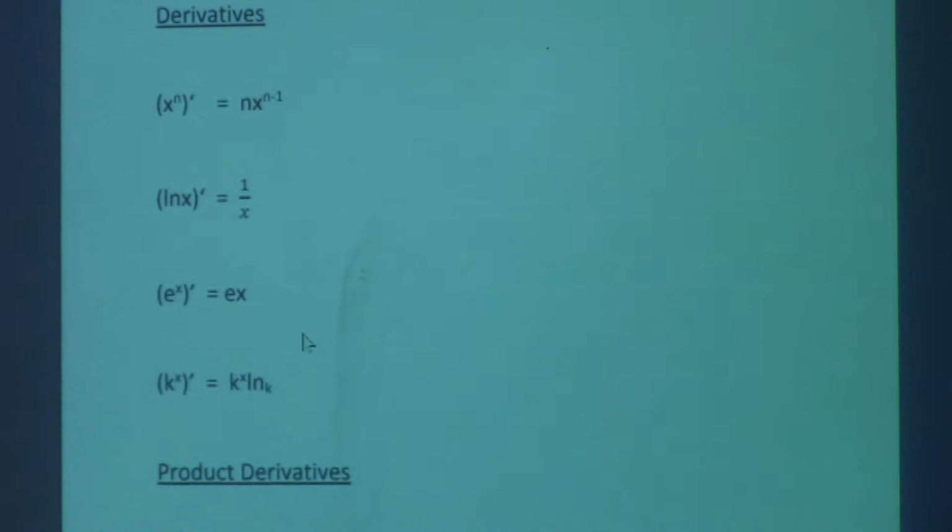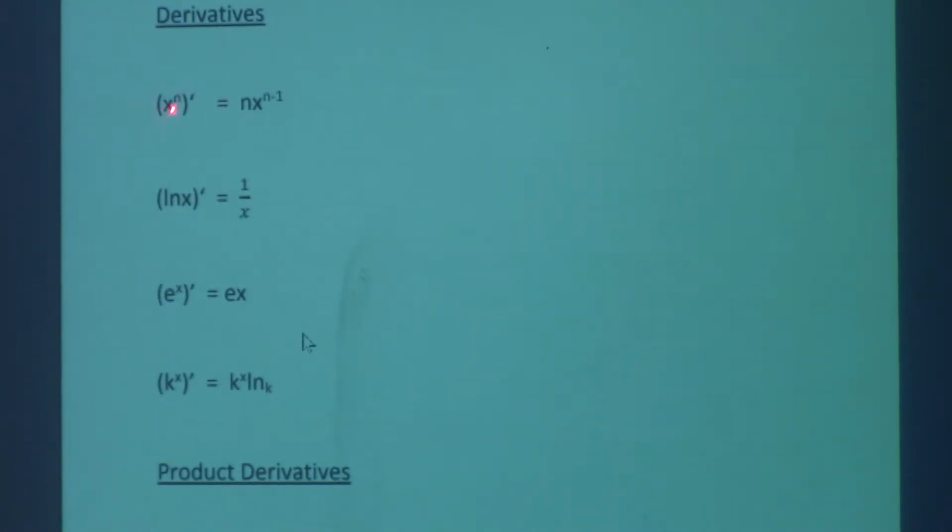So the first thing is x to the n power. What does this little dash mean? That's the derivative. So x to the n power derivative means the derivative of x to the n with respect to x. X is the variable, and n is going to be any constant. For example, it could be x to the third.